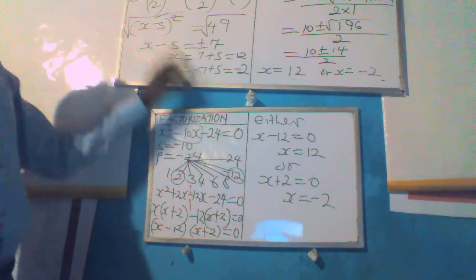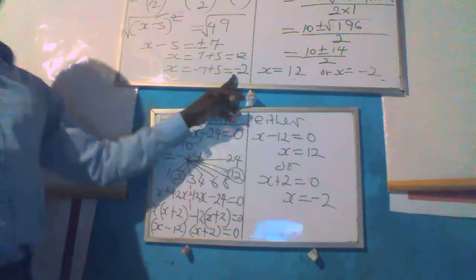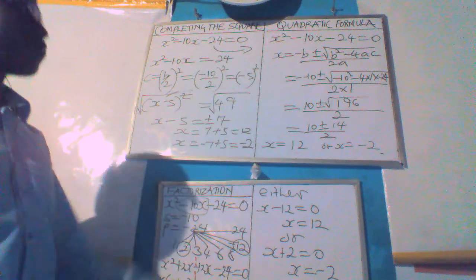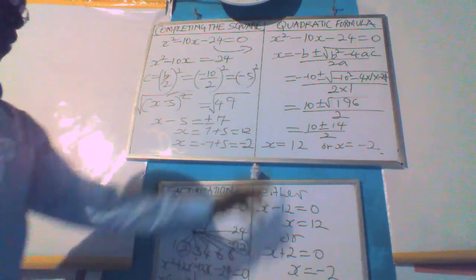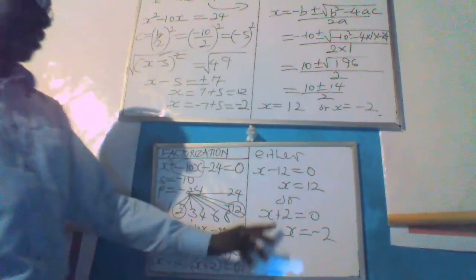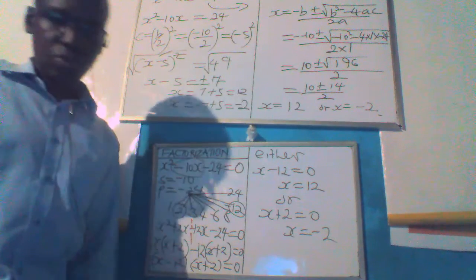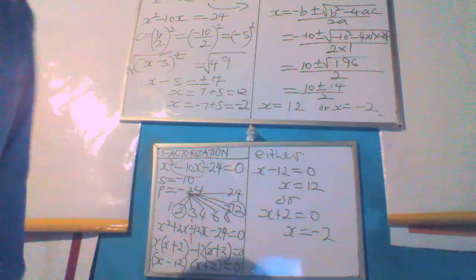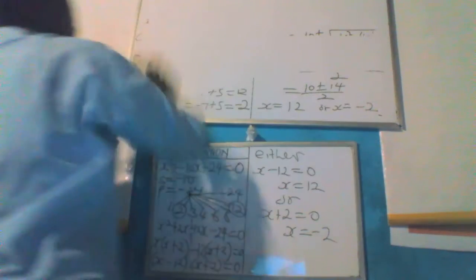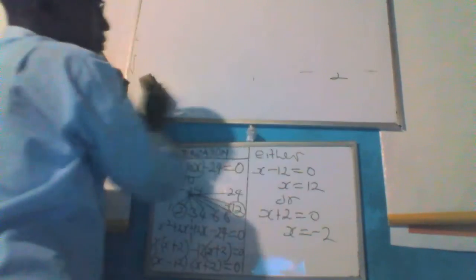Again, you see our answer is still the same. We had found by completing the square that x is minus 2 and x is 12. We also found by the quadratic formula that x is 12 and x is minus 2. And now we have found by the method of factorization that x is 12 and x is minus 2. The final method is the graphical method, and we are going to see briefly what this leads to.